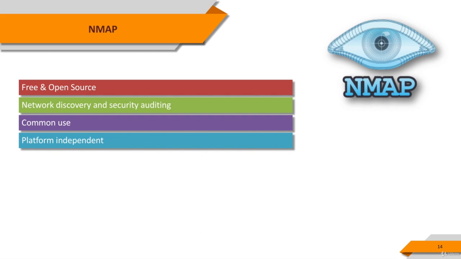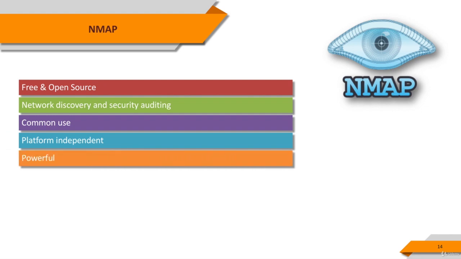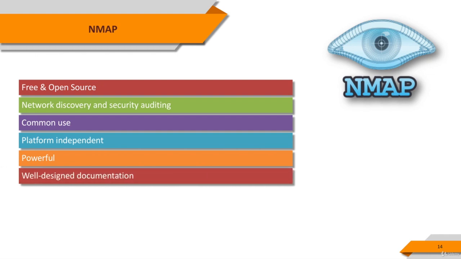Nmap runs on all major computer operating systems, and official binary packages are available for Linux, Windows, and Mac OS X. Nmap has been used to scan huge networks of literally hundreds of thousands of machines. Nmap is usually very good at documentation. Significant effort has been put into comprehensive and up-to-date man pages, white papers, tutorials, and even a whole book. You can visit nmap.org to find out more about Nmap.